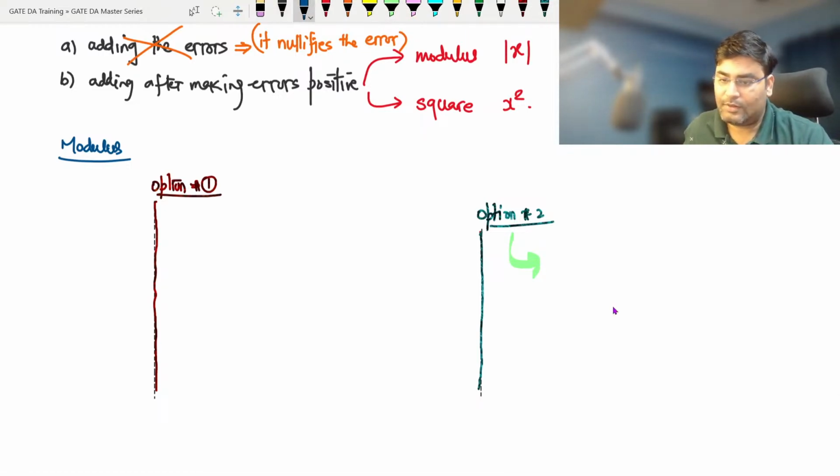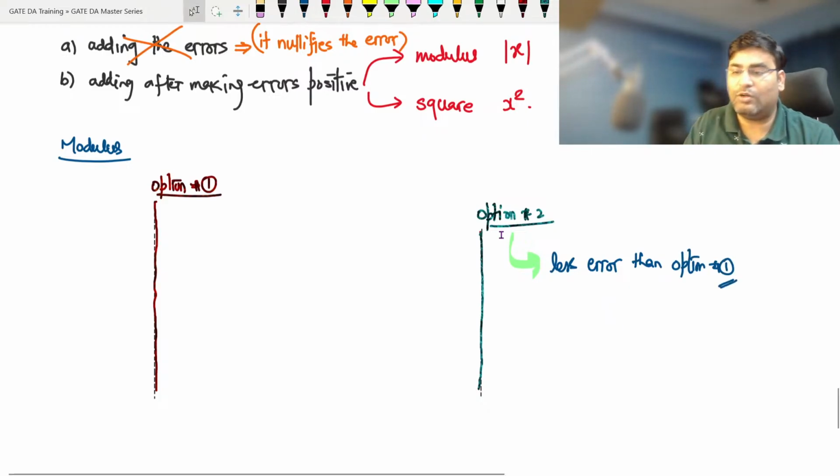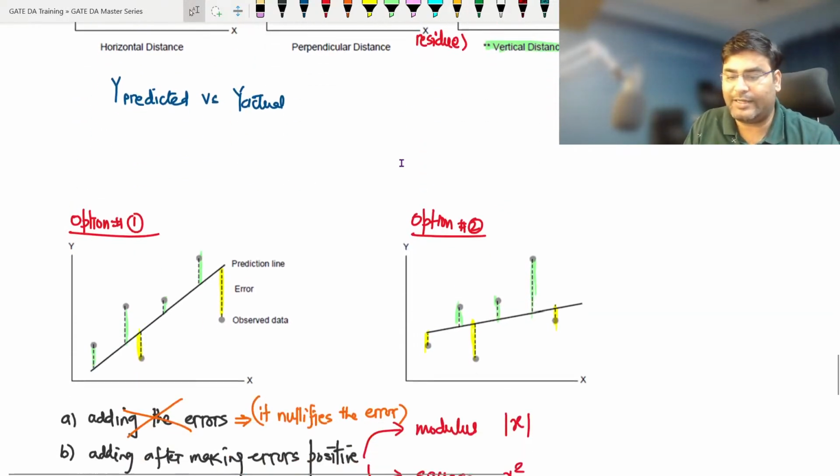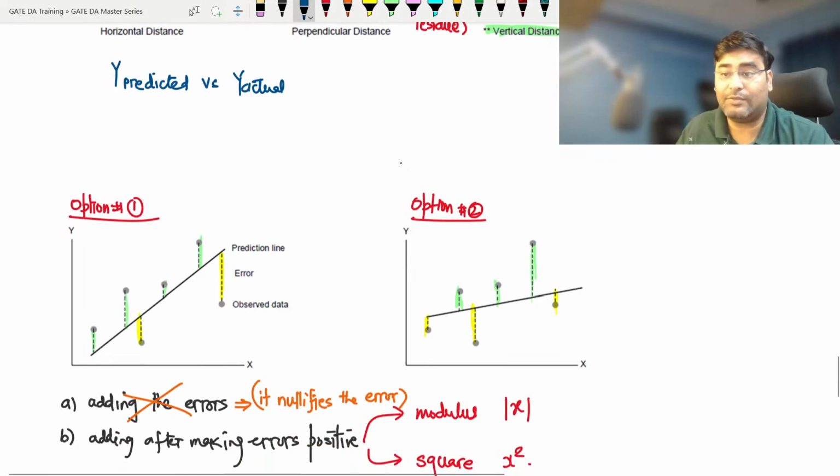Okay, not least, it has less error compared to option 1. So definitely, if I go on top, you will understand that out of these two lines, which line is the better line for us in terms of goodness of fit, which is a better fit line? The answer is this one, option 2. This is this error.